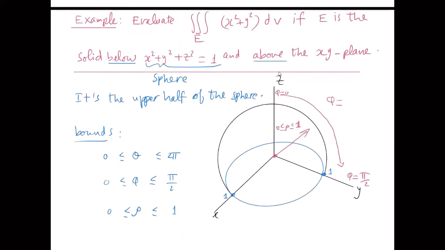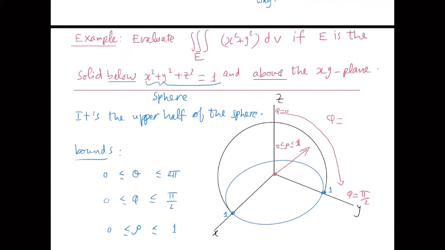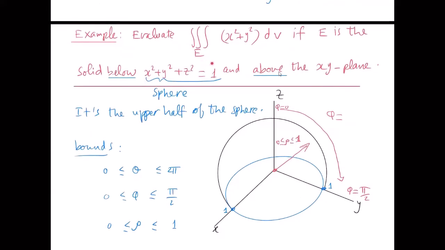Who can tell? Shihab? Yes, this is the equation x squared plus y squared plus z squared equals 1, the equation of the sphere. Sphere, yes. Sphere with radius 1, center 0, 0, 0. The center is the origin and the radius is 1.